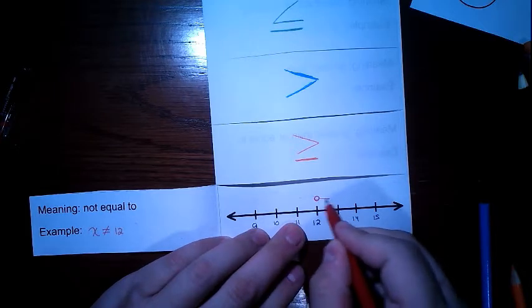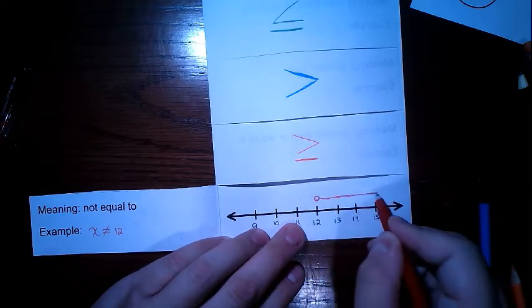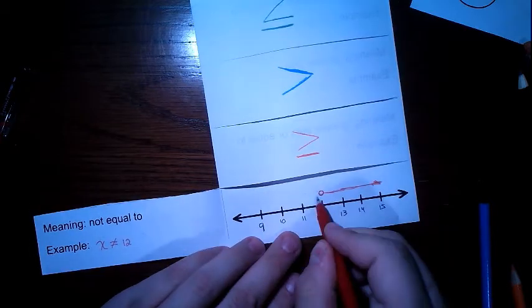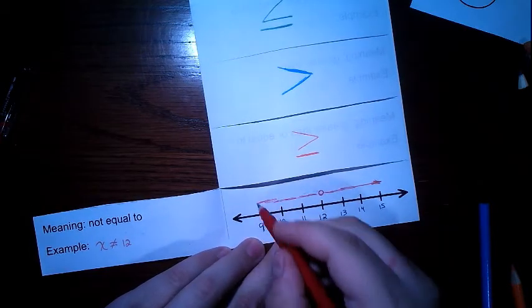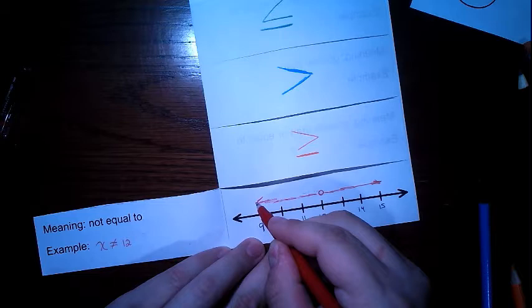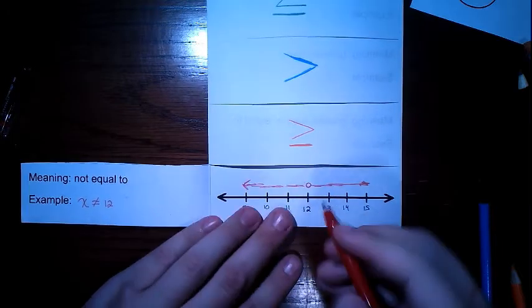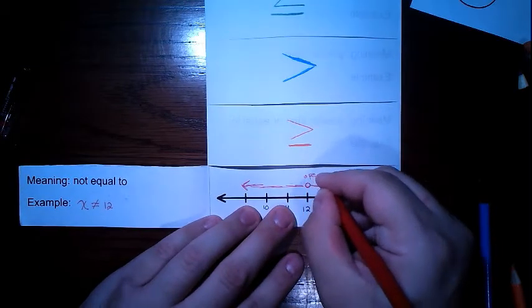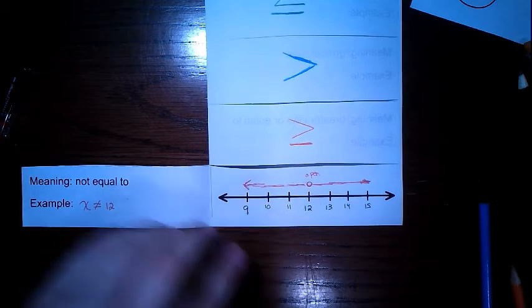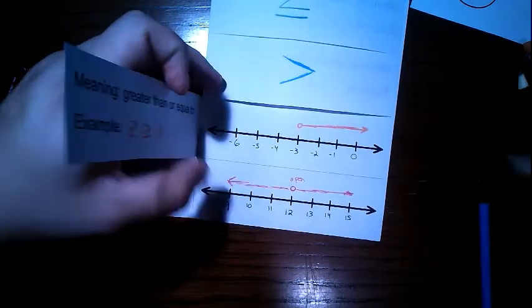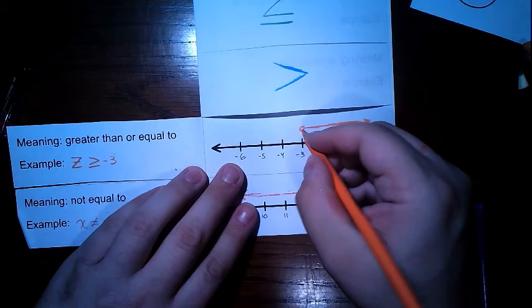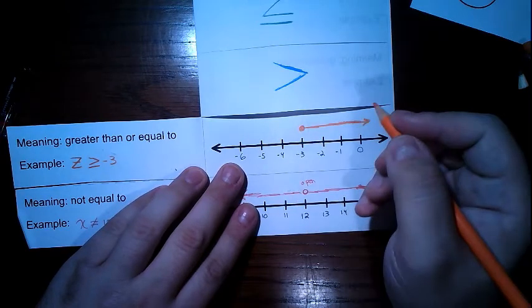So in this case, I am shading everything except for, right, this open circle here. And then there should also be a closed circle.